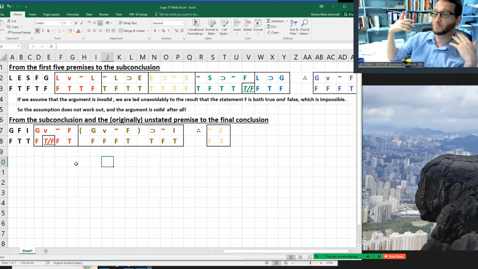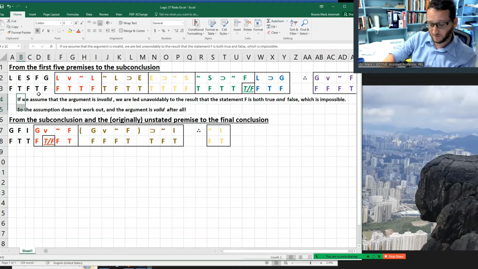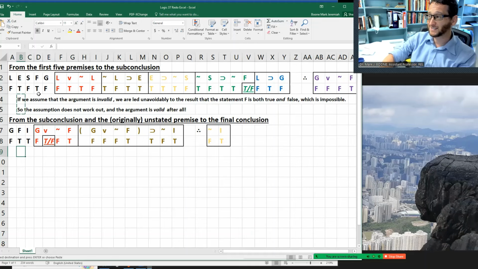And that tells you that the assumption was false. The argument was valid from the get-go. We were wrong when we assumed it was invalid. It's not possible for the premises to be true and the conclusion false at the same time. So assuming the argument is invalid leads to something that just doesn't make any sense. And that's kind of the point.